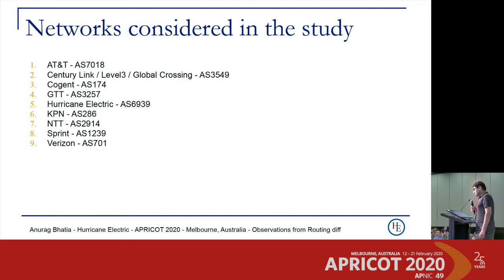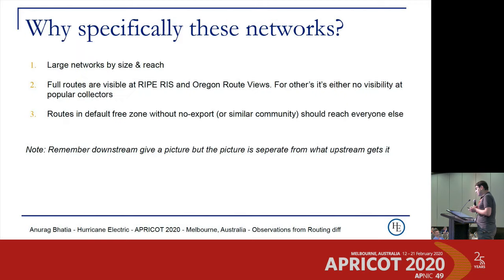Networks which we considered in this study: AT&T, CenturyLink, actually it's the older one, which is Global Crossing AS3549. We did not use the more popular one, 3356. I'll get to why. Cogent, GTT, Hurricane Electric, KPN, NTT, Sprint, and Verizon. So we tried to pick these networks based on certain criteria, and the criteria is these are the large networks by size and reach.